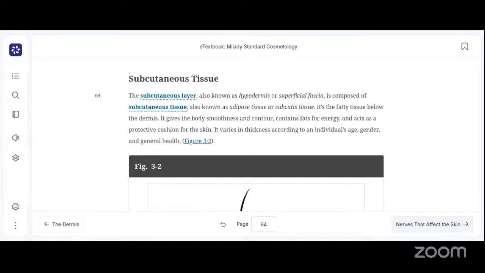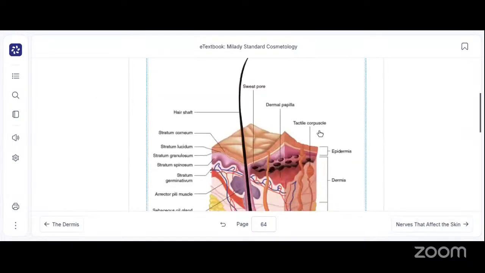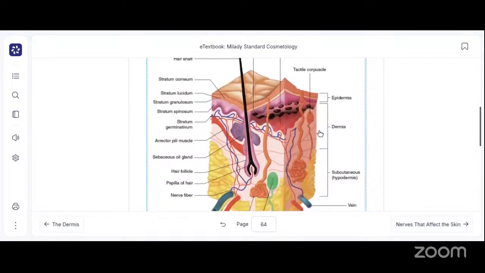And so when individuals who are on their nutrition journey are talking about metabolism levels and things at that level, they also have to talk about this fatty tissue. Okay. It can hold in a lot. It varies in thickness according to an individual's age, gender, and general health. So let's look at that fatty tissue.